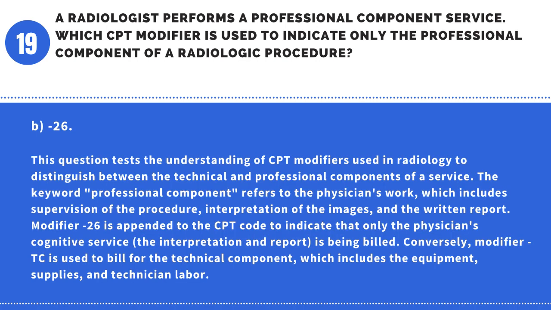Answer B, -26. This question tests the understanding of CPT modifiers used in radiology to distinguish between the technical and professional components of a service. The keyword professional component refers to the physician's work, which includes supervision of the procedure, interpretation of the images, and the written report. Modifier -26 is appended to the CPT code to indicate that only the physician's cognitive service, the interpretation and report, is being billed. Conversely, modifier TC is used to bill for the technical component, which includes the equipment, supplies, and technician labor.